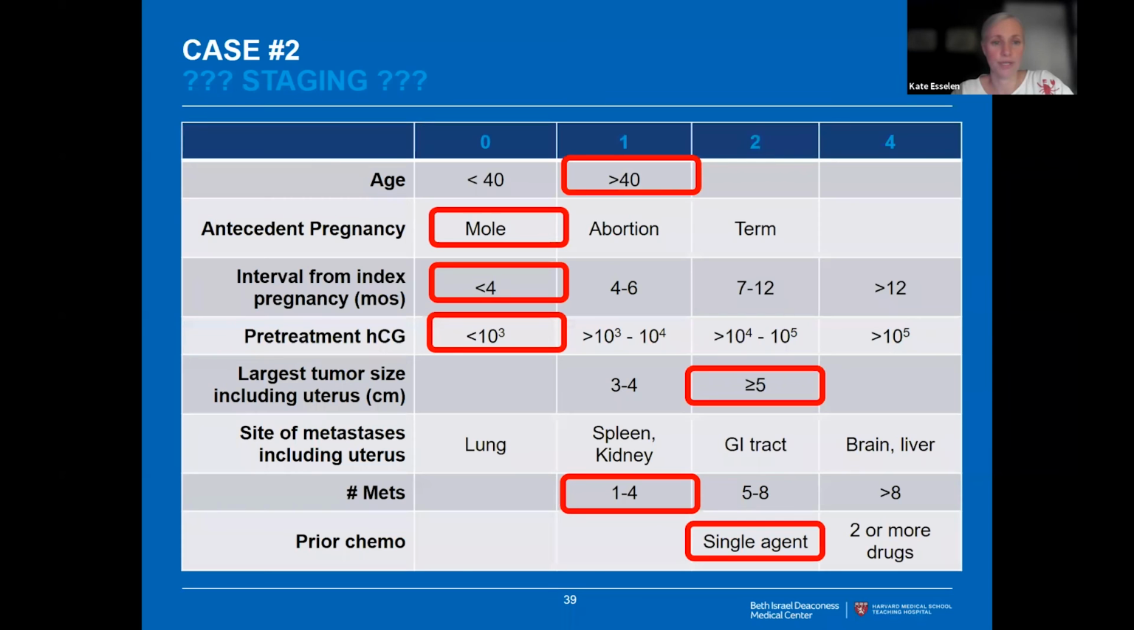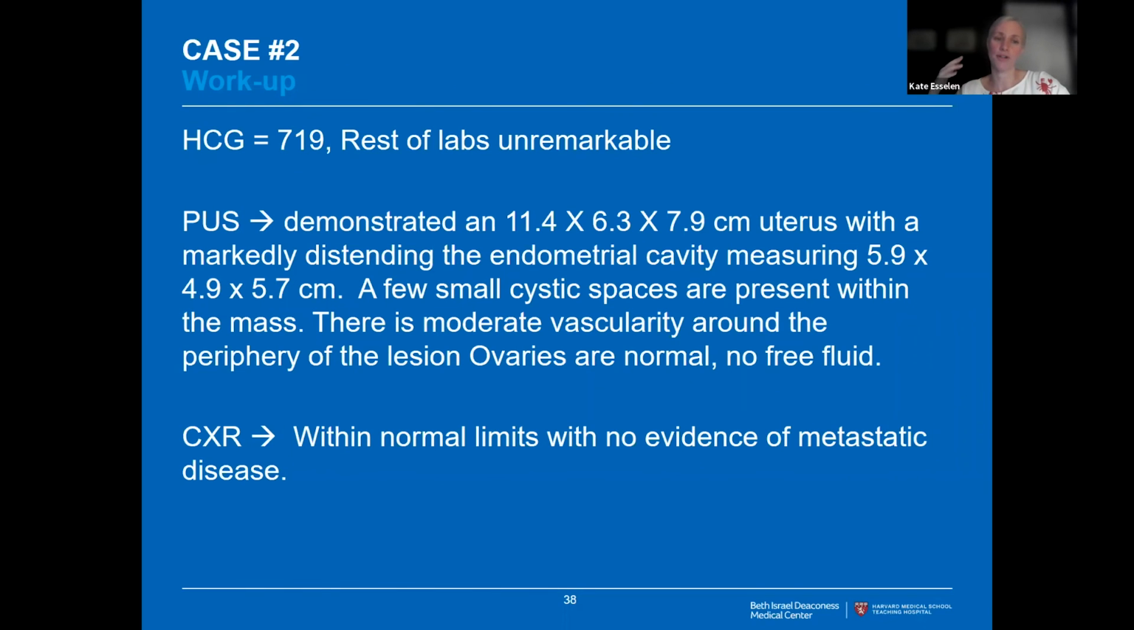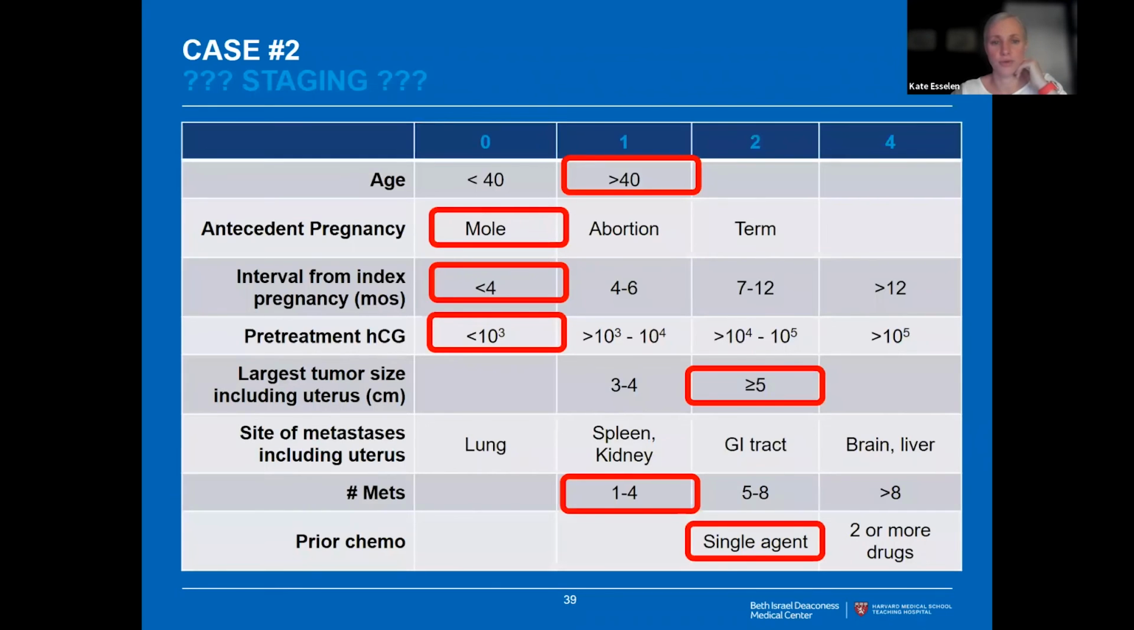So we're going to quickly calculate. If you recall, I didn't put it in here, but in the staging system, any potential metastatic disease, and unfortunately it's not safe to biopsy and confirm this completely, in the vagina makes her a stage 2. So she's already a stage 2, but now her WHO risk score.